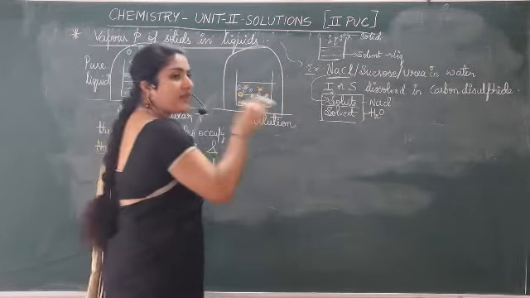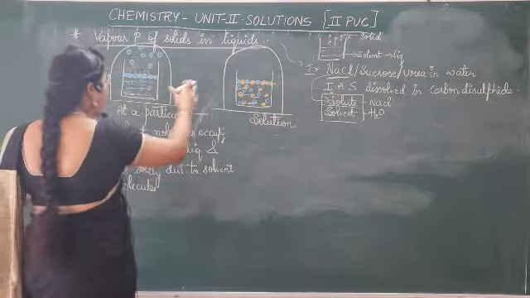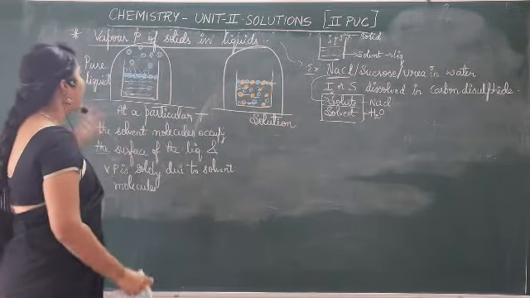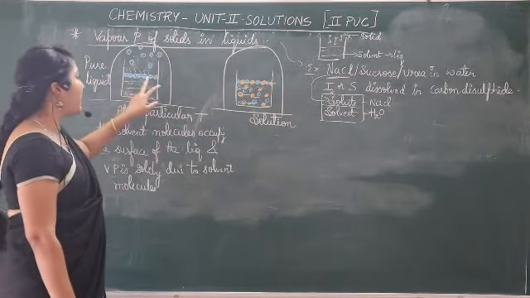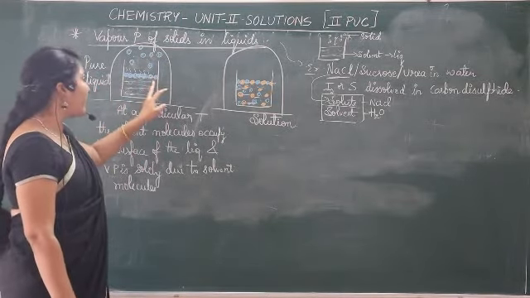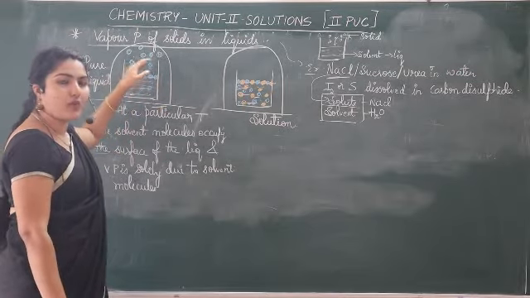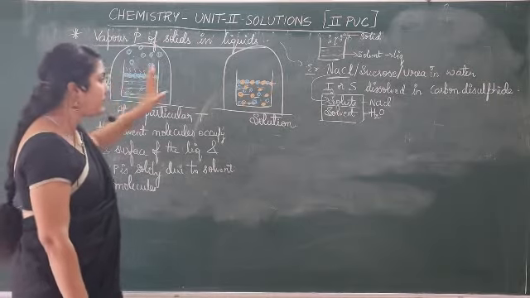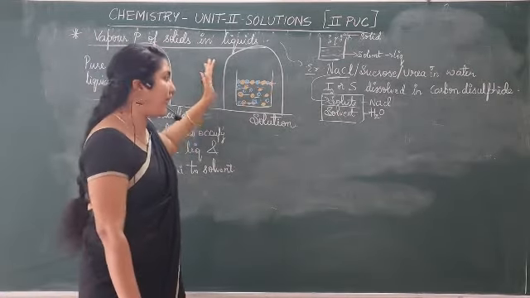Solute particles. Now before writing the explanation for this, you can explain this part: at a particular temperature in a pure liquid, only the solvent molecules occupy the surface of the liquid, and the vapor pressure produced is only due to the solvent molecules. Now this part you will explain.